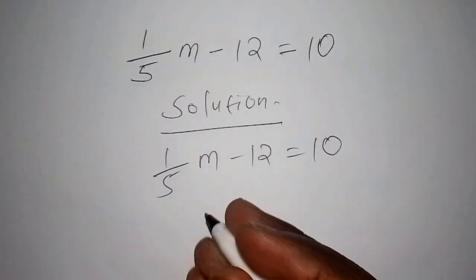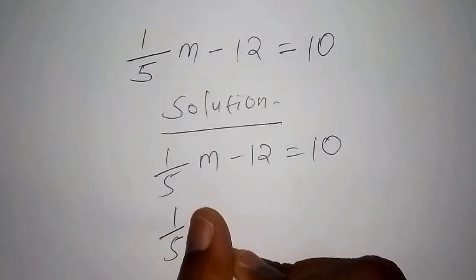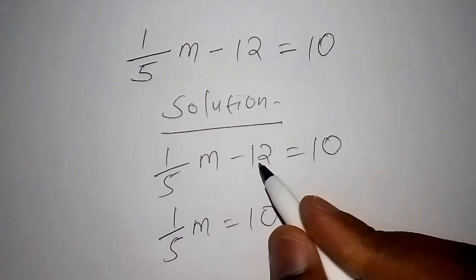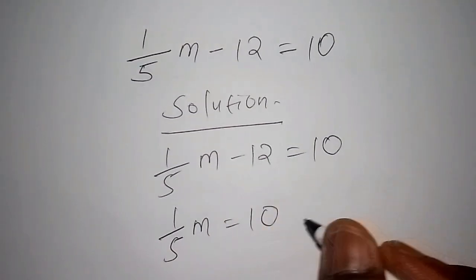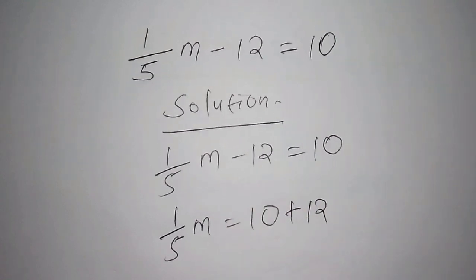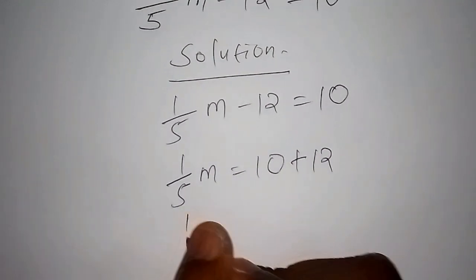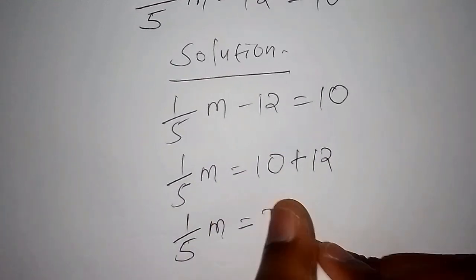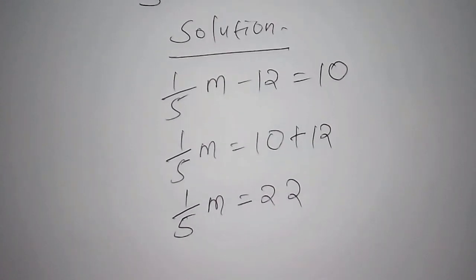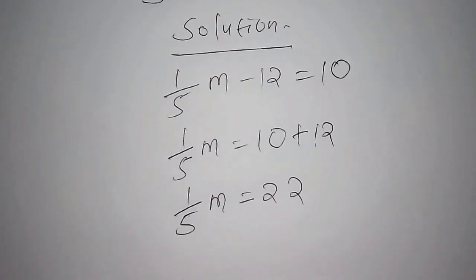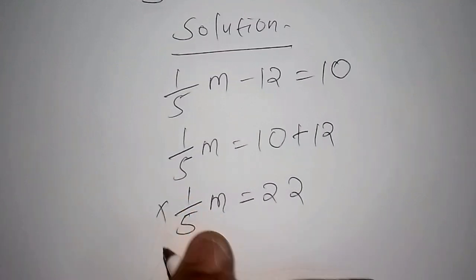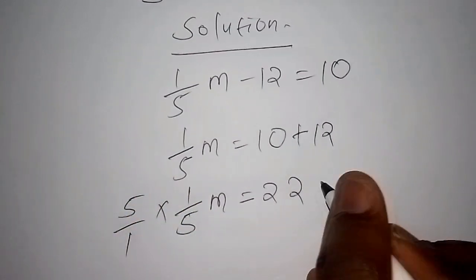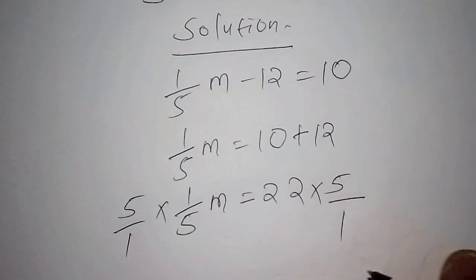So how do you go about that? We shall have 1 over 5 m is equal to 10, then minus 12; when it crosses, it will be plus 12. We can work it out directly: 10 plus 12, so we shall have 1 over 5 m is equal to 22. Remember that we want to do away with the m. For us to do away with m, we are going to multiply by the reciprocal of 1 over 5. And what is the reciprocal of 1 over 5? It is 5 over 1. So multiply by the reciprocal, that is 5 over 1.